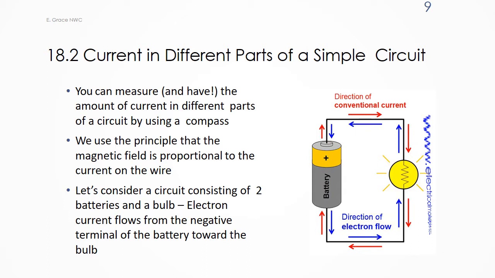So let's, for the sake of understanding these circuits better, consider a circuit consisting of two batteries and a bulb. An electron current flows from the negative terminal of the battery toward the bulb. So here in this diagram, I like this particular picture because it shows both the electron flow as well as the direction of conventional current.